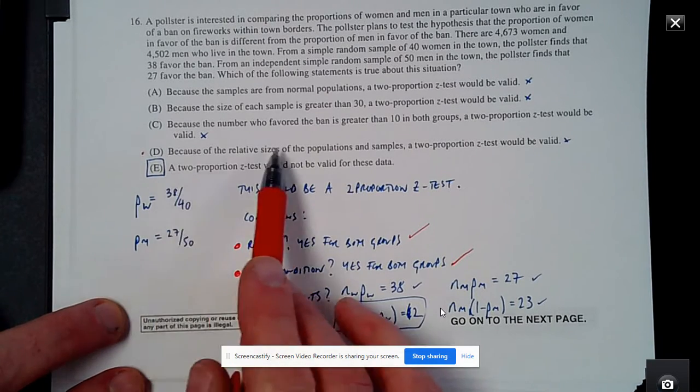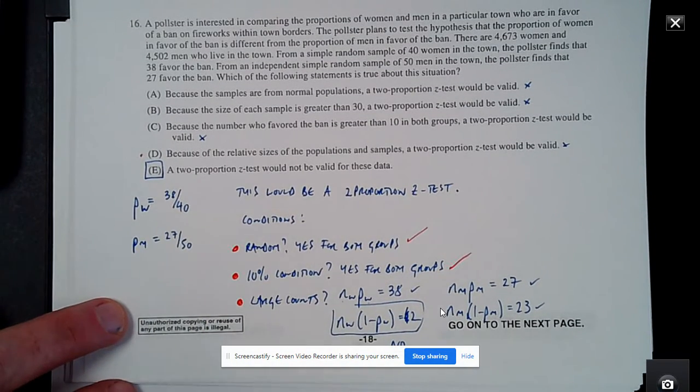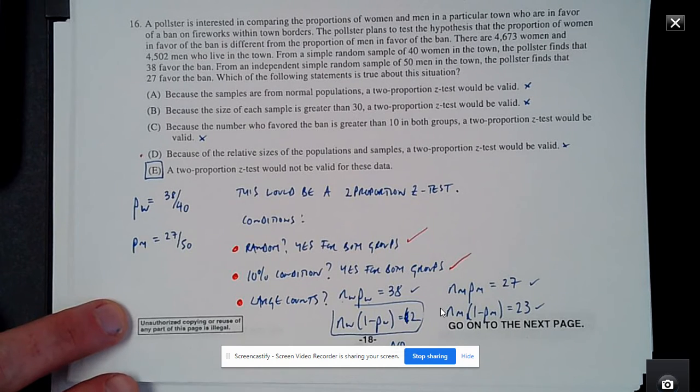Now you chose D: because of the relative sizes of the populations and samples, a two proportion Z test would be valid. Well, the size of the samples was actually okay. So therefore, we would omit D. But E is definitely going to be the correct answer.